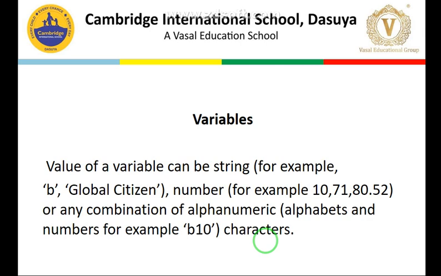Clear? A value of a variable can be a string. Like you see here, B is a string: global citizen, hello. These are examples of strings. Number variables like 10, 71, or a real number like 80.52, or any combination of alphanumeric. So alphabets and numbers like B10. This term B10 is basically alphanumeric. It has alphabets as well as numeric values. That's why this is called alphanumeric. So these are a few examples of variables.